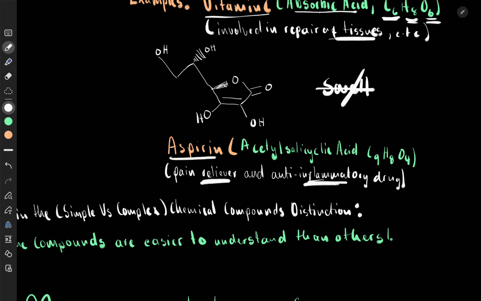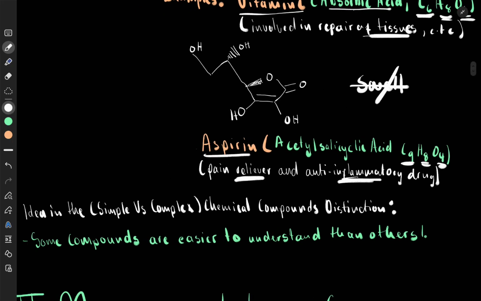So anyway, aspirin, look at it. It's also called acetyl salicylic acid. This is C9H8O4. Look at how it is. Not so easy, right?